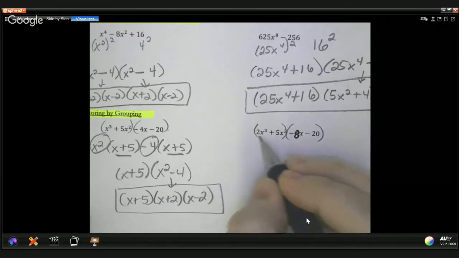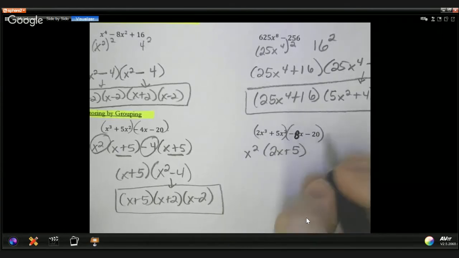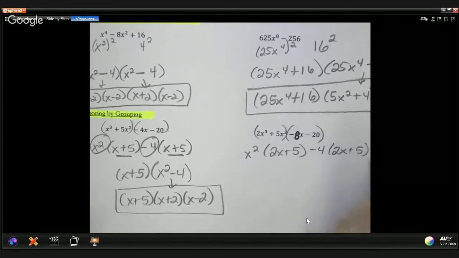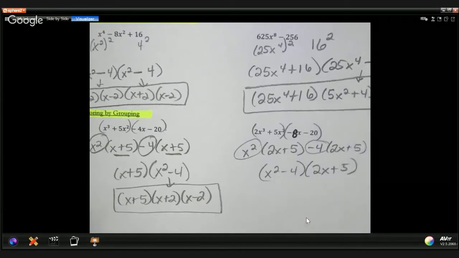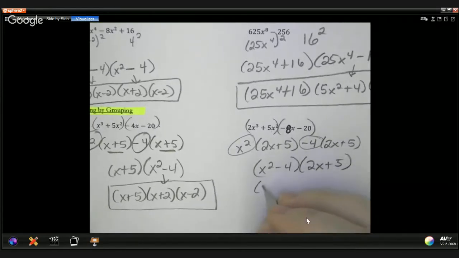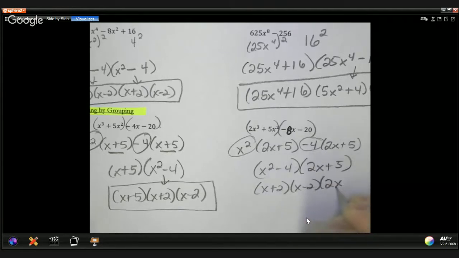So the only thing I could take out of here is an x squared, so I'm left with 2x plus 5. And this one I could take out a negative 4, which also leaves me 2x plus 5. So my numbers in front are x squared minus 4, and then I have a 2x plus 5. Well, we've had an x squared minus 4 a bunch, and that's x plus 2, x minus 2, and then I bring the 2x plus 5. And that's the answer.